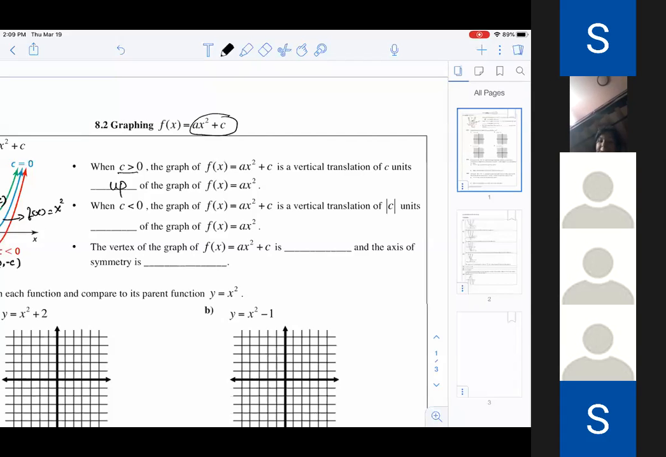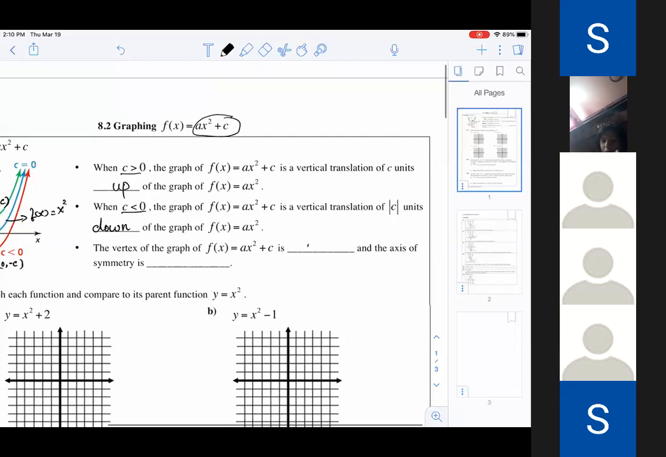Okay. When c is less than 0, it's a vertical translation of absolute value c, because if it is 3 down, it's 3 down, right? It's going to be down. The vertex of the graph f of x is equal to ax squared plus c is (0, c).